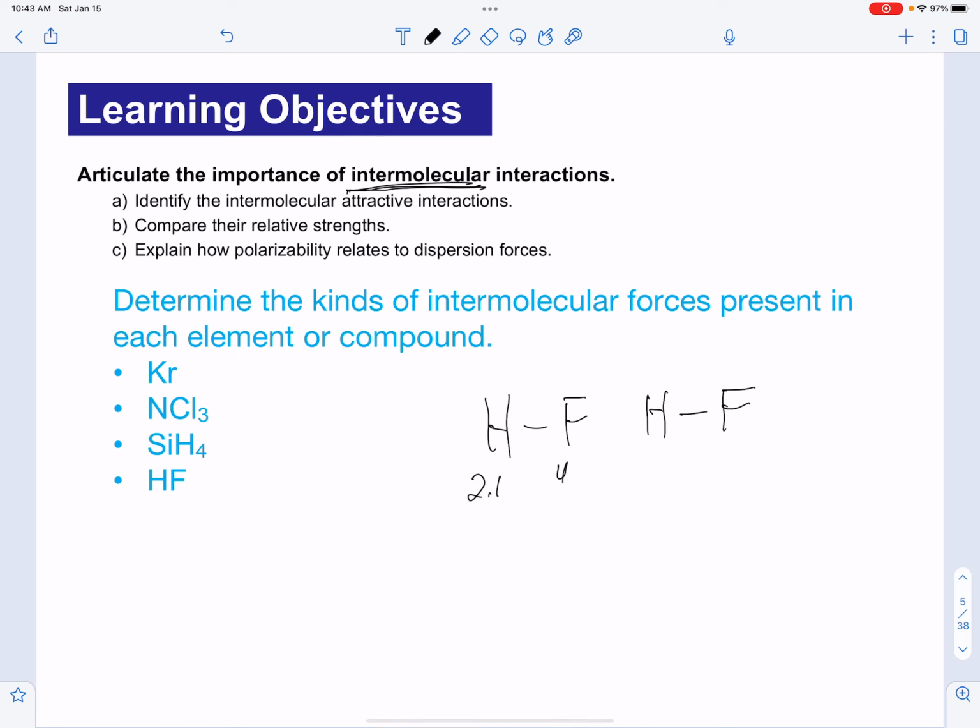2.1, 4.0. 4.0 minus 2.1 is 1.9, and 1.9 is bigger than 1.8, which will make this interaction have an ionic character.